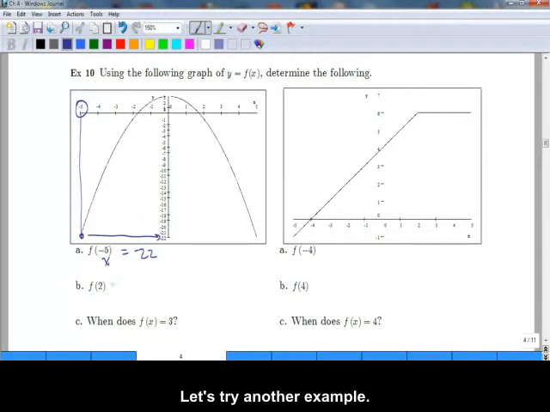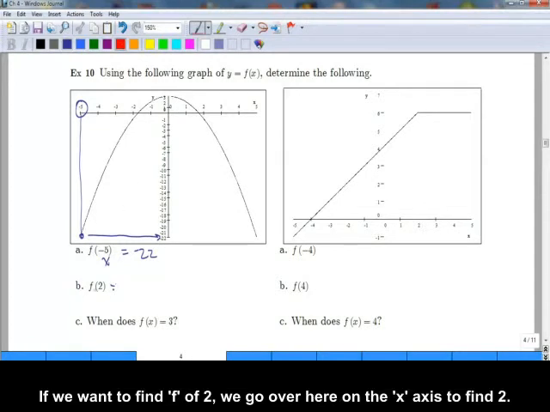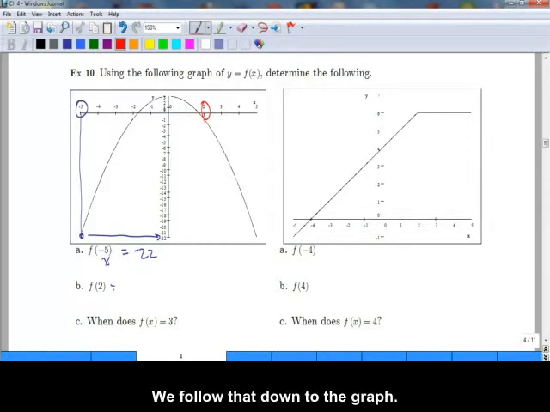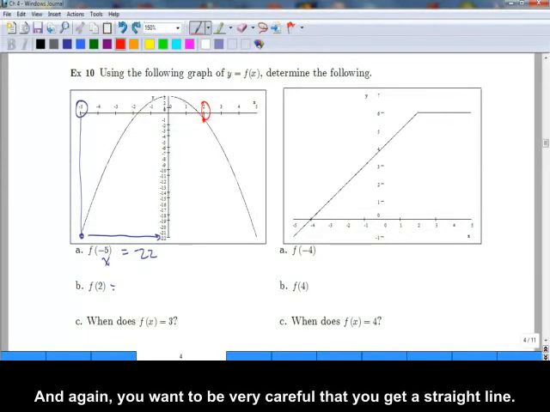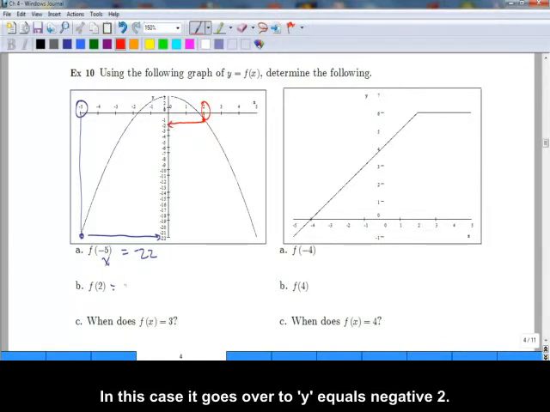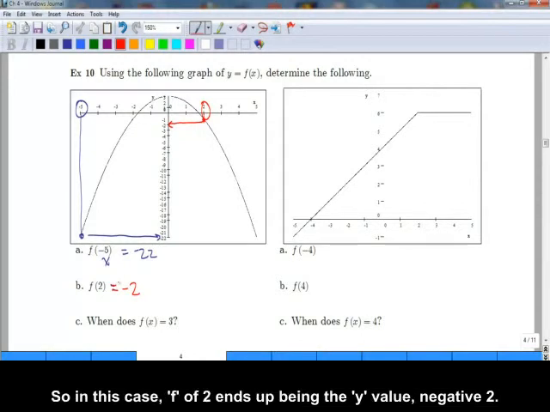Let's try another example. If we want to find f of 2, we go over here on the x-axis to find 2. We follow that down to the graph, follow the graph over, and again you want to be very careful that you get a straight line. In this case it goes over to y equals negative 2. So in this case f of 2 ends up being the y value negative 2.